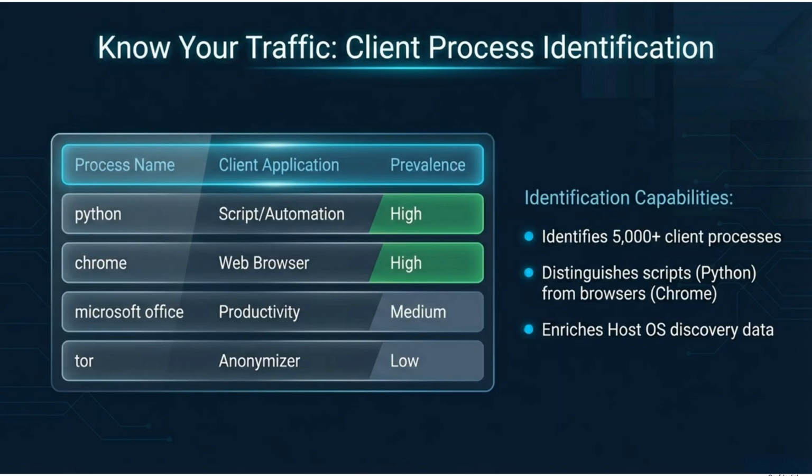EVE also helps you know your traffic through precise client process identification. It can identify over 5,000 client processes, distinguishing easily between a Python script running automation and a standard Chrome web browser. This level of detail enriches your host OS discovery data and helps you track whether specific applications have a high, medium, or low prevalence in your environment.